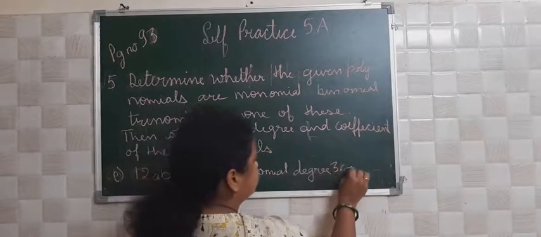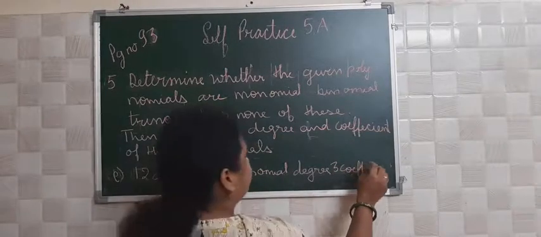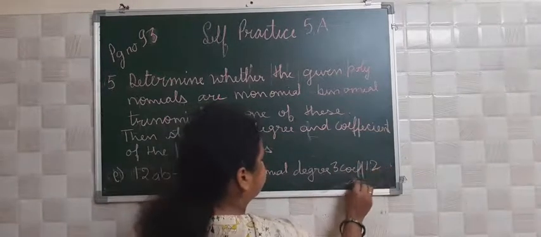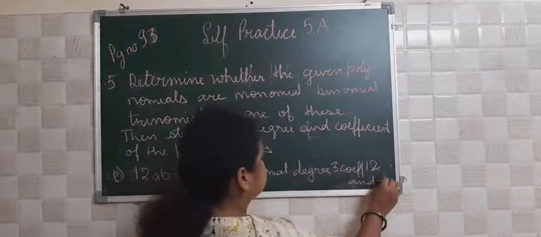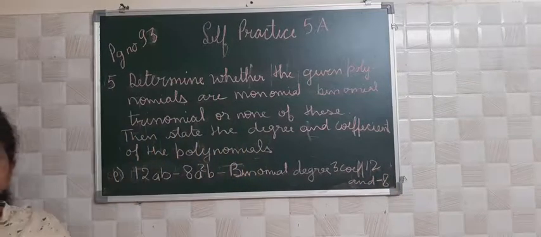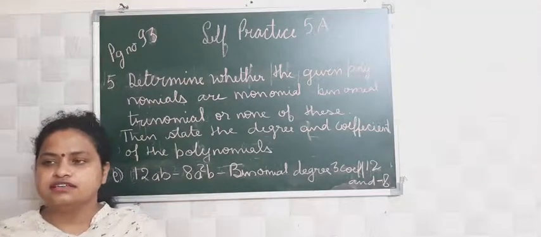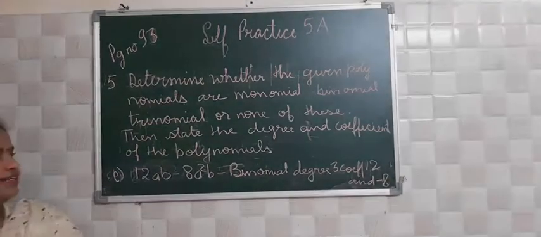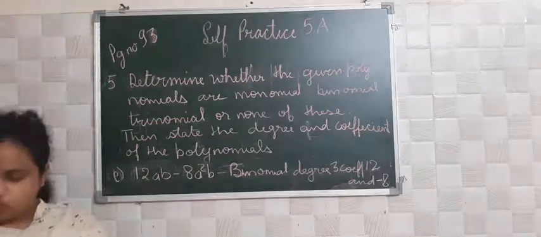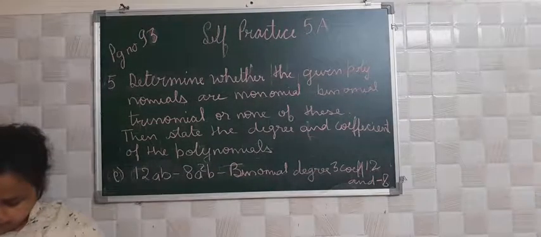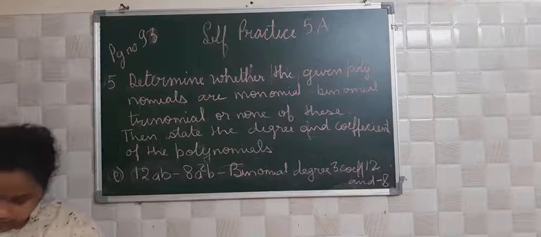And what are its coefficients? 12 and minus 8. What are its coefficients? 12 and minus 8. So this is about the types of equation and its coefficients. Now see the F part.